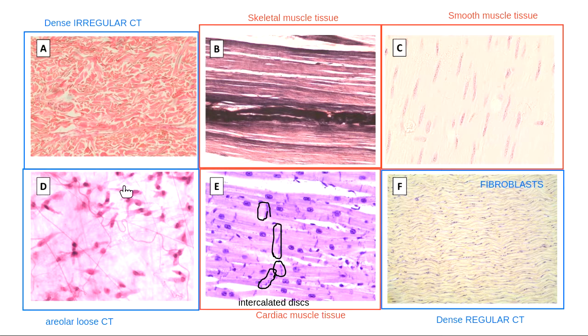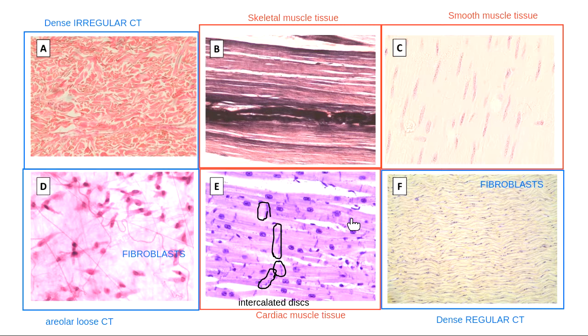Again, the cells in this picture that we're looking at are also called fibroblasts, builders. So each of these spots I see here, these are more fiber builders, fibroblast cells. Their job is to build all of these different protein fibers that we see inside of here. So we've got areolar loose connective tissue with more space, dense irregular, and dense regular connective tissue. And we've got three types of muscle tissue that we see here.